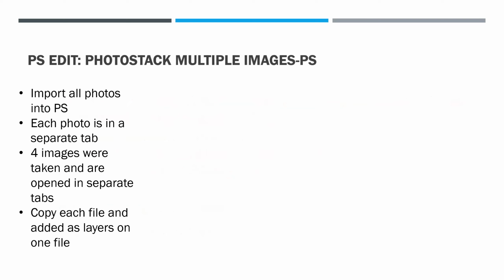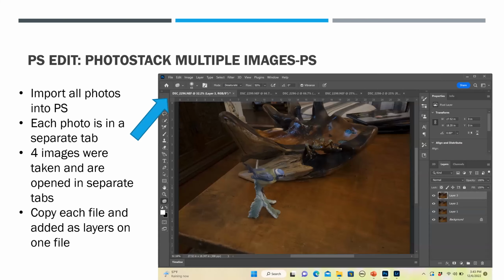Okay, how do you do your photo stacking in Photoshop? You import all your photos into Photoshop, and each photo will be in a separate tab. What I did here, I have four layers. I know there is a way, but it's not in Photoshop CC. You can't do it in Photoshop CC. You could do it in Classic, where you import your photos in Lightroom, and then you can import all those photos into one combined photo in different layers.